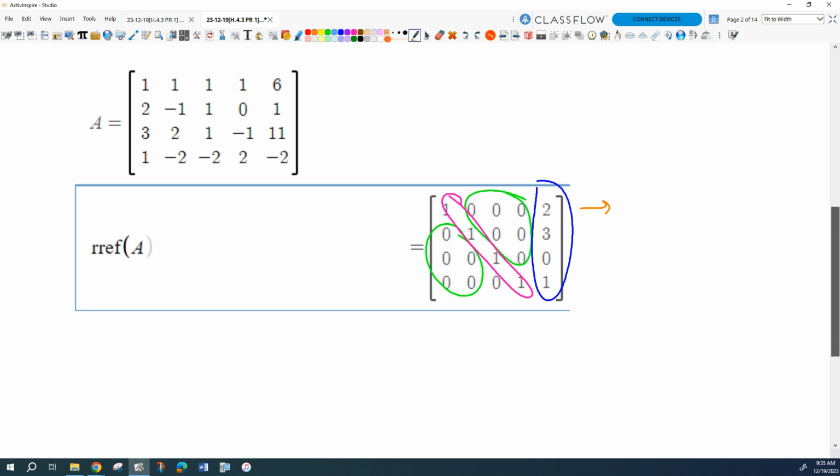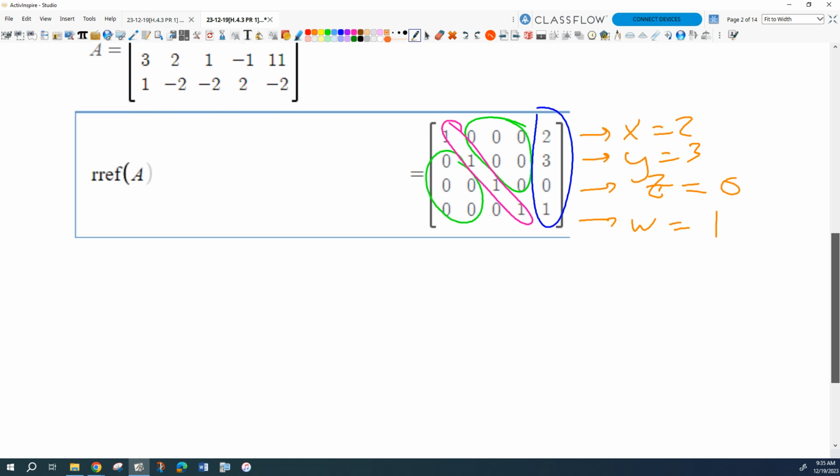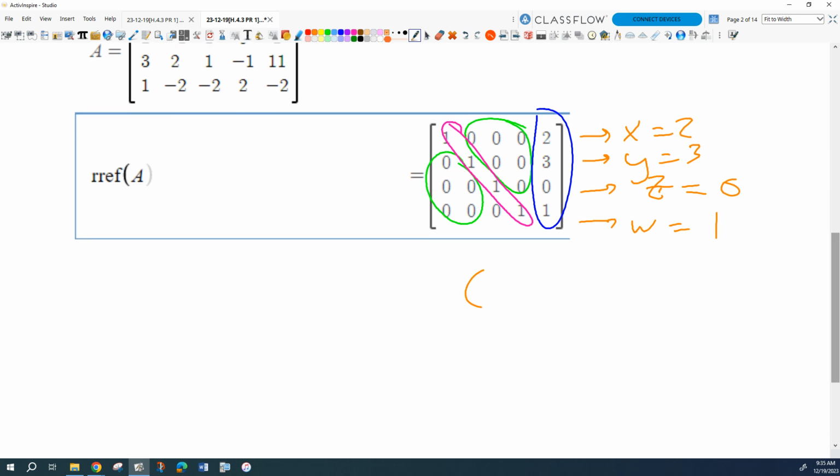The first one is telling us X equals 2. The second one is telling us 1 times Y equals 3. Third row is telling us Z equals 0. And the last row is telling us W equals 1. So if we wrote our answer, it would be an ordered quadruple. Okay?